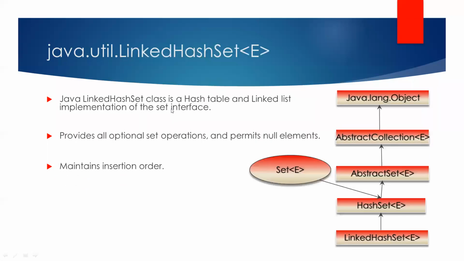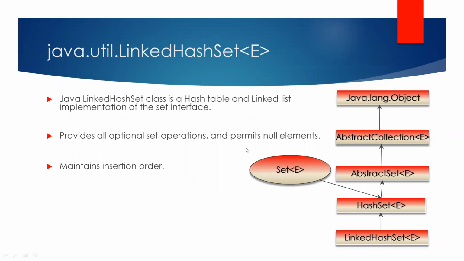Next is LinkedHashSet. It provides two things. Look at the hierarchy: java.lang.Object, AbstractCollection, after that AbstractSet, then you can see HashSet, and after that LinkedHashSet. It means it performs the operations of HashSet, and it adds the linked list feature also.